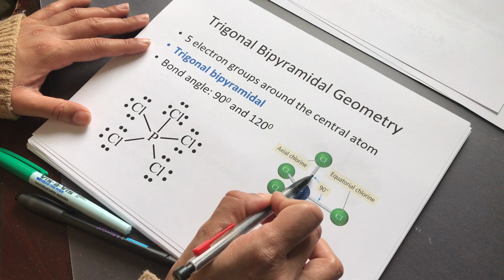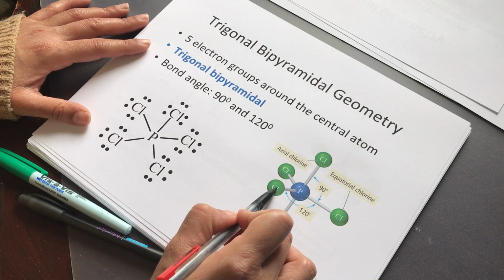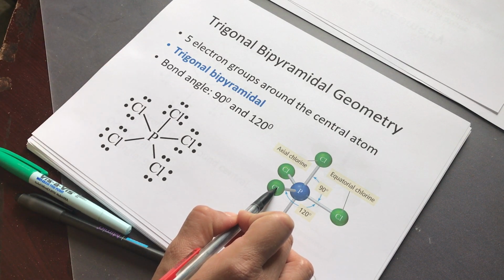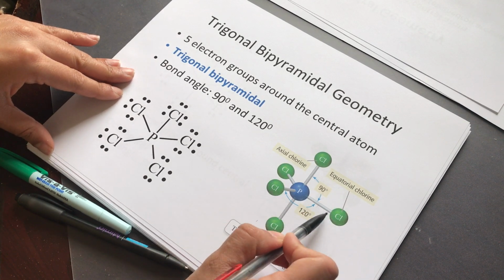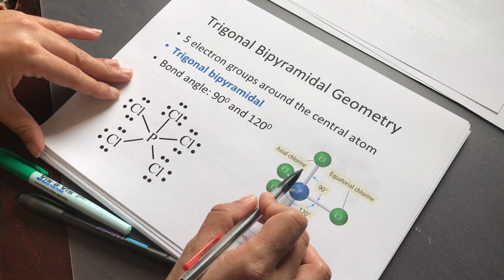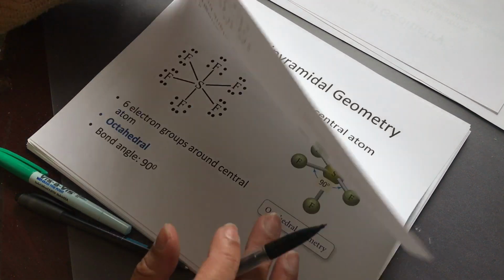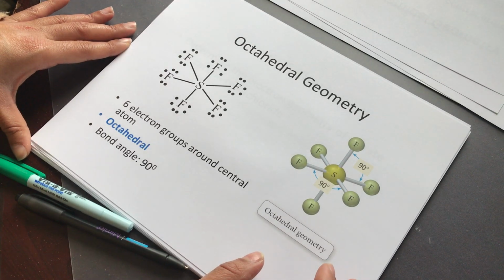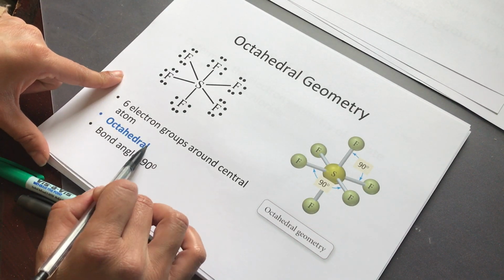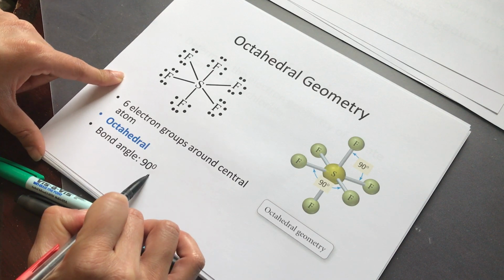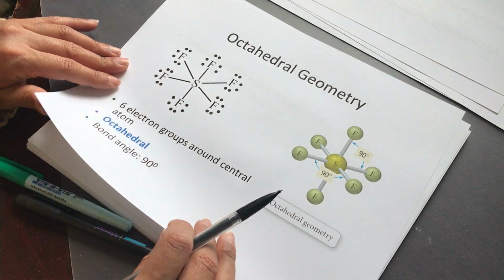So this chlorine and this one create a 90-degree angle. Now from the chlorine all the way to the other chlorine in the plane, it's a 120-degree angle. These in the plane are equatorial, and these on the axes are axial. Last one is octahedral. That's when you have 6. So 6 electron groups around the central atom gives you an octahedral shape and always a 90-degree angle. So you can see here 6 groups, 90-degree angle, octahedral geometry.